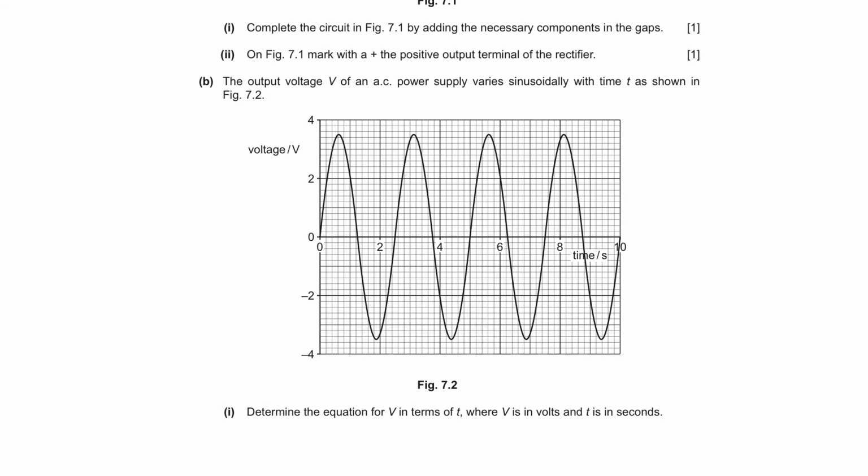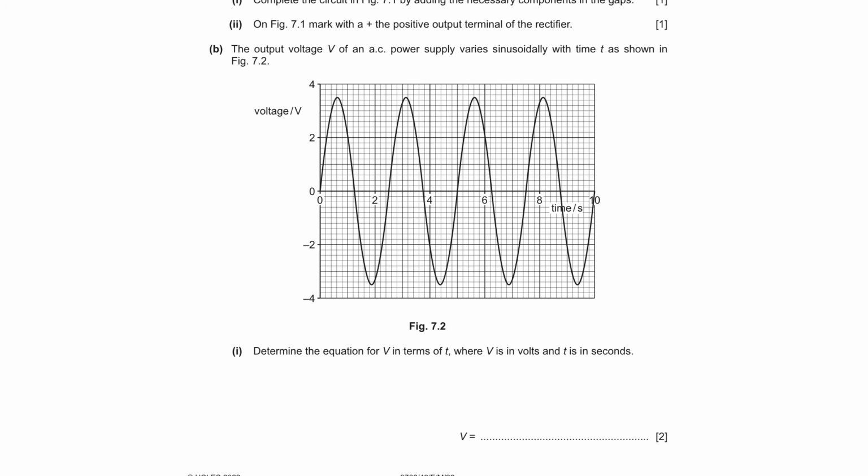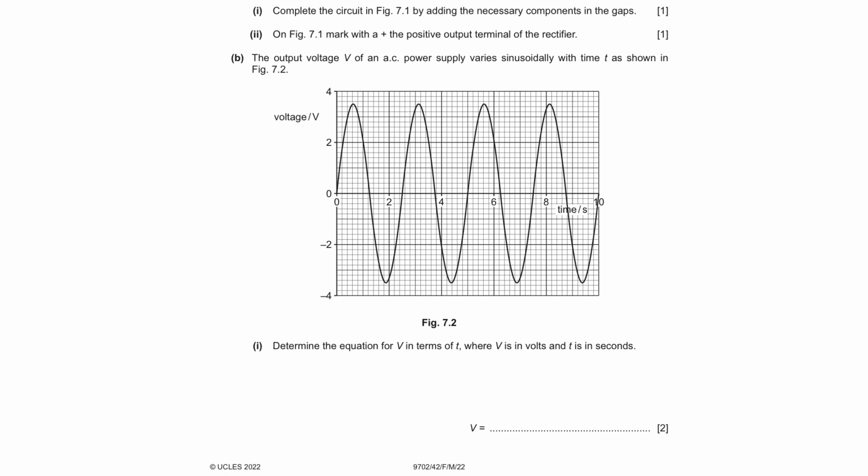Part B of the question says the output voltage V of an AC power supply varies sinusoidally with time t as shown in figure 7.2. Determine the equation of V in terms of t, where V is in volts and t is in seconds. So the general equation is V equals V naught, because it's a sine graph, sine omega t.